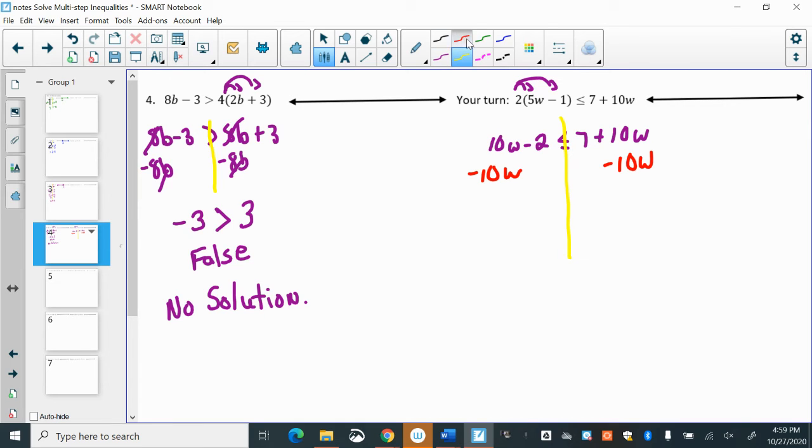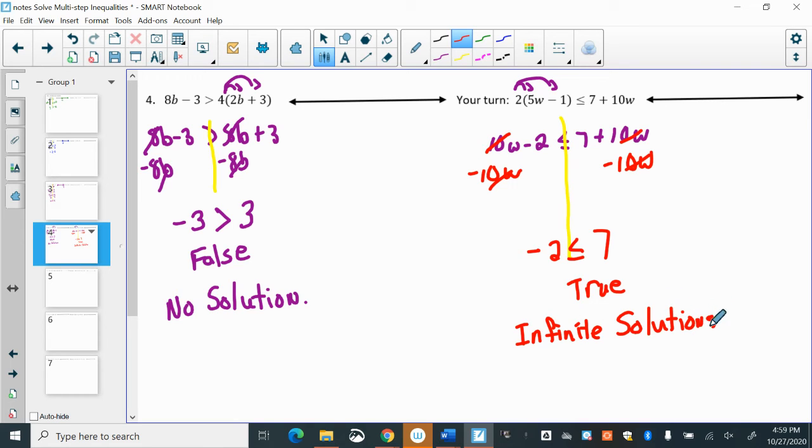What's going to happen here is our variables are all going to cancel out again. Now we're left with the statement -2 is less than or equal to 7. This is true. It is a true statement. If you run into a true statement, then you're going to have infinite solutions. And for the number line, that means any solution would work. So you would just color in the entire number line.